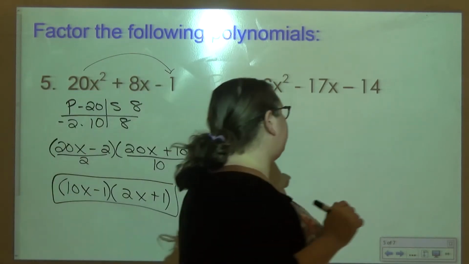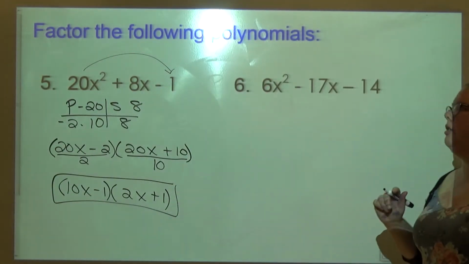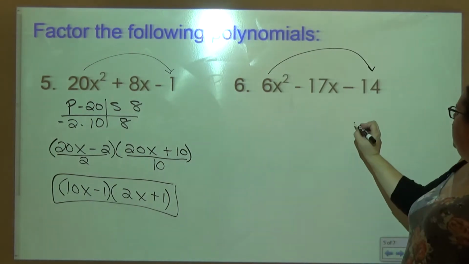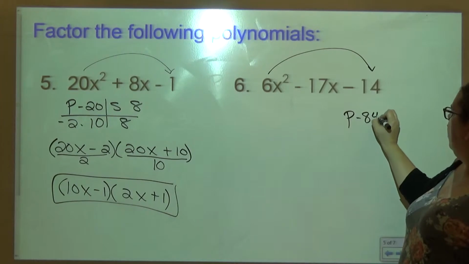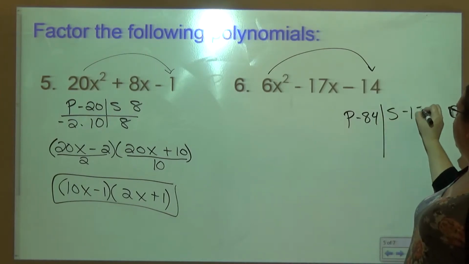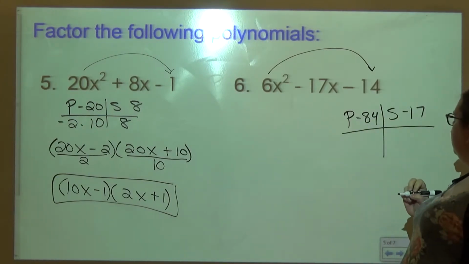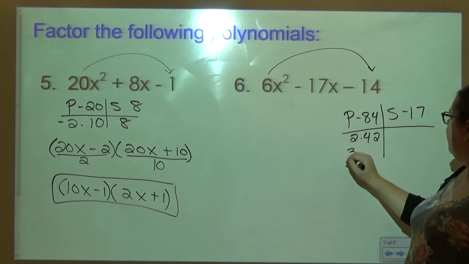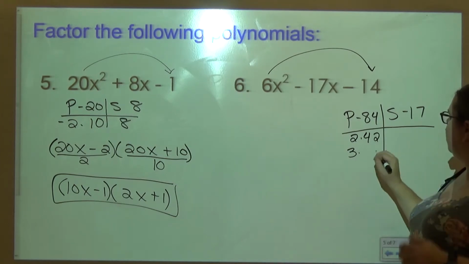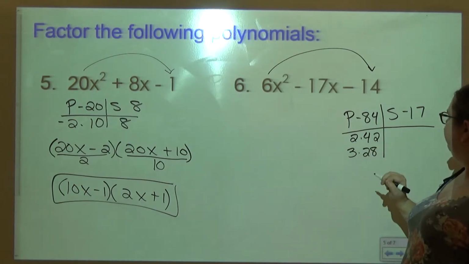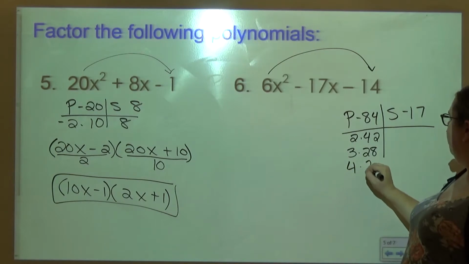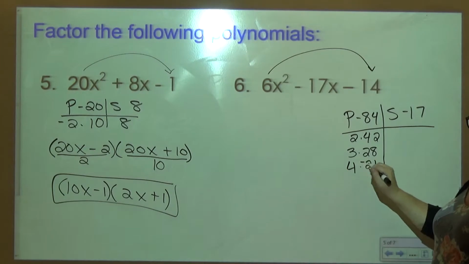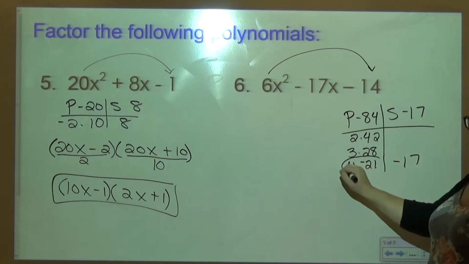Okay, let's try number 6. Pause the video and try that one if you haven't. Alright, so 6 times 14 is negative 84. My sum is negative 17. Let's see, 2 and 42. 3 and 28. 4 and 21, that's it. 4 and 21 gives me 17. I need it to be a negative 17. So it's my 4 and 21.